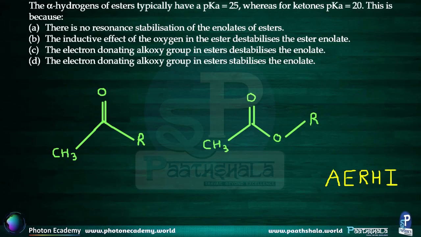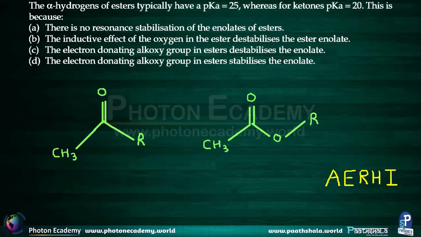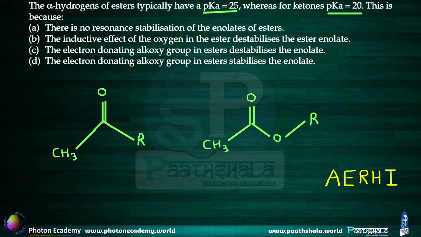Here we have been told that alpha hydrogens of esters have a pKa of 25 and ketones have a pKa of 20. Now what we have observed is that there is a difference in the pKa values of esters and ketones. So we have to find the reason for this difference. So now we have been mentioned that acidity of alpha hydrogens is being talked about.